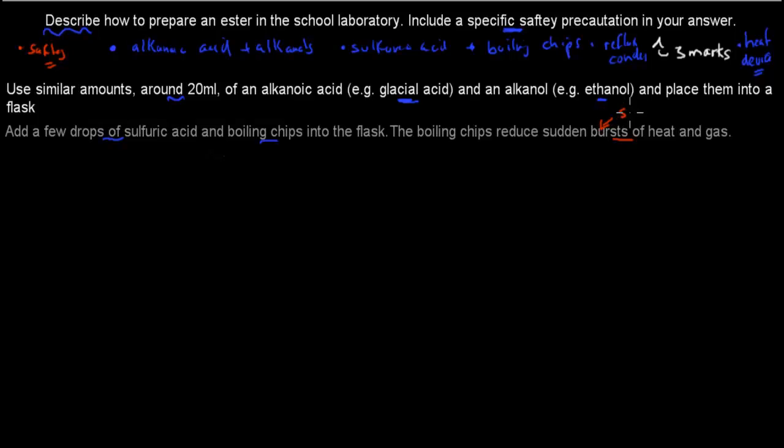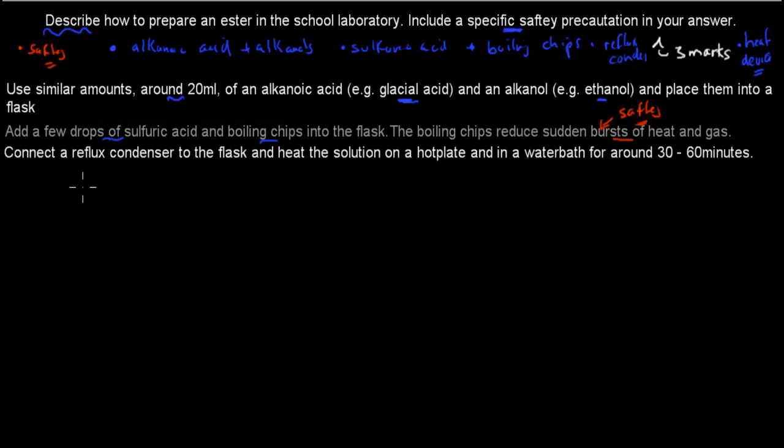So here I've just mentioned a safety precaution. So basically these boiling chips are a safety precaution. Then I go over what happens next. So we connect a reflux condenser to the flask. So we talk about the reflux condenser, and heat the solution on a hot plate in the water bath for around 30 to 60 minutes.